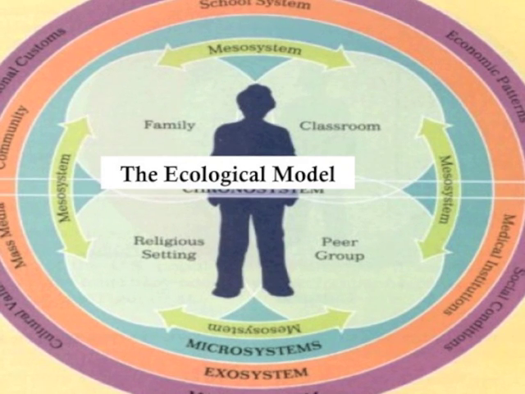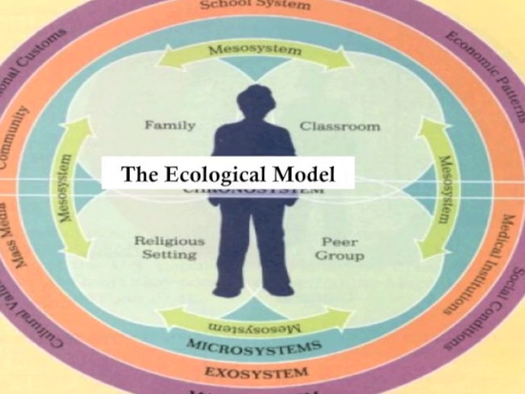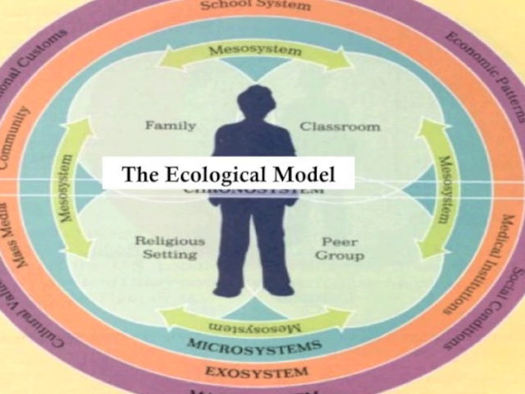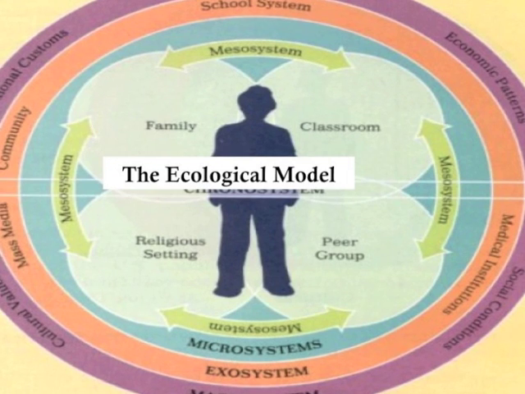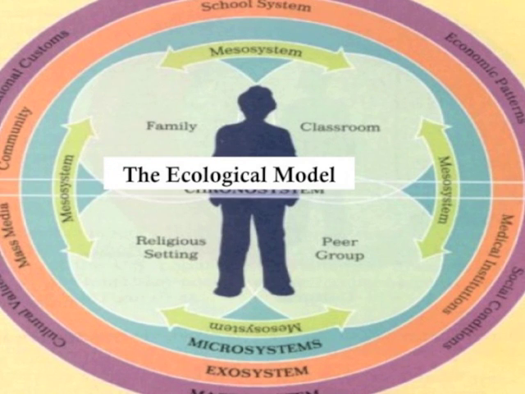Let's use a fictional child, Joey, as our example. Follow along by finding the different systems on the graphic as I describe them. Okay, so Joey has a happy and easygoing temperament, good communication skills, and he's very physically active. Those are the individual characteristics he has.